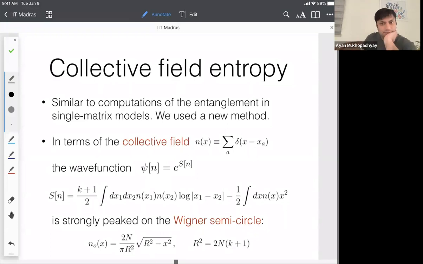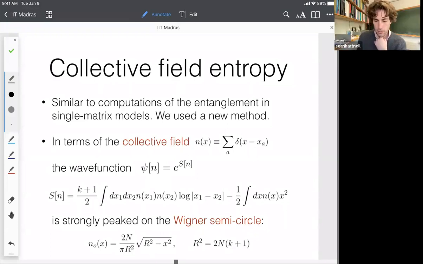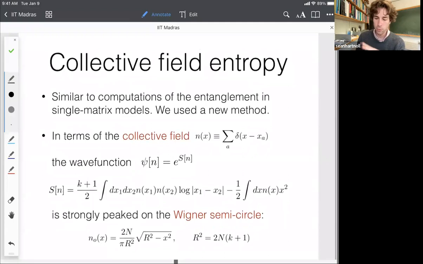Okay, so there are these two separate contributions. First, I'm going to think about the eigenvalues. I showed you a wave function for the eigenvalues. This calculation is very similar to calculations that people already did, but we did use a new method. So I'd like to show it to you. I think it's a little bit nice.